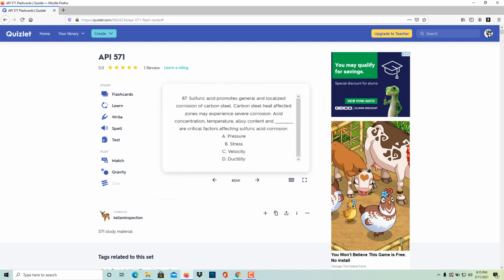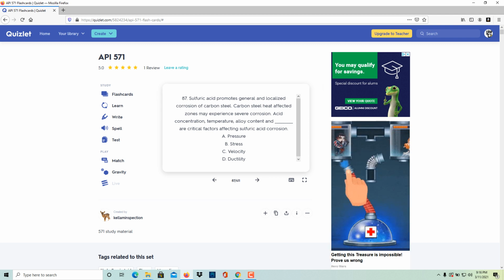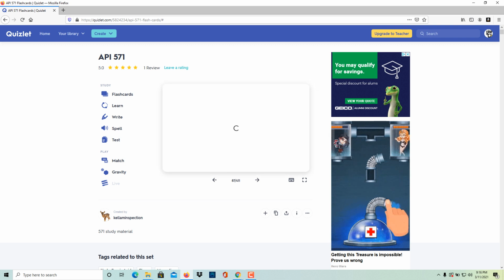Sulfuric acid promotes general and localized corrosion of carbon steel. Carbon steel's heat-affected zone may experience severe corrosion. Acid concentrations, temperature, alloy content, and blank are critical factors affecting sulfuric acid corrosion. I almost want to say velocity of the fluid flow, acid concentration, temperature, alloy content, and, I don't know. Yeah, velocity.